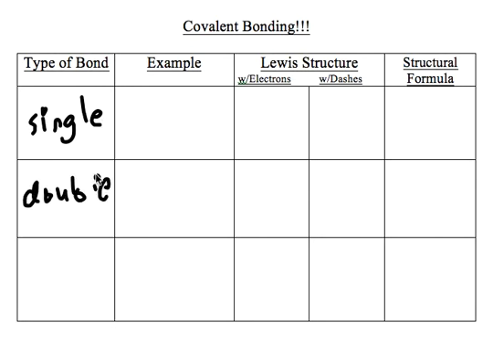So by the end of this video, the hope is that you will understand how the three different types of bonds work, and then what the difference is between a Lewis structure and a structural formula. So we have a single bond, a double bond, and a triple covalent bond. There's no such thing as a quadruple or anything like that, but here's an example of all of them.